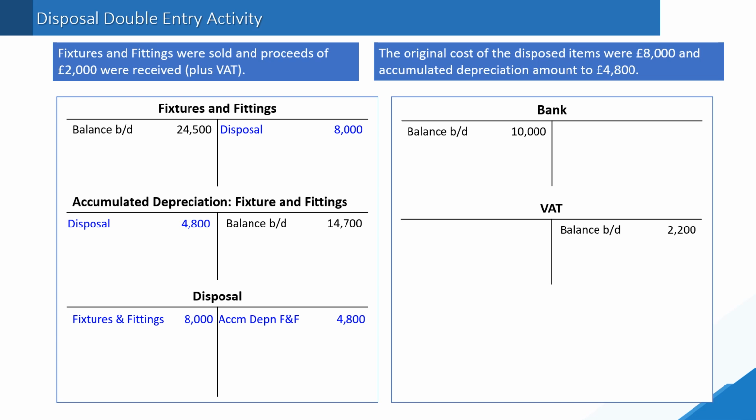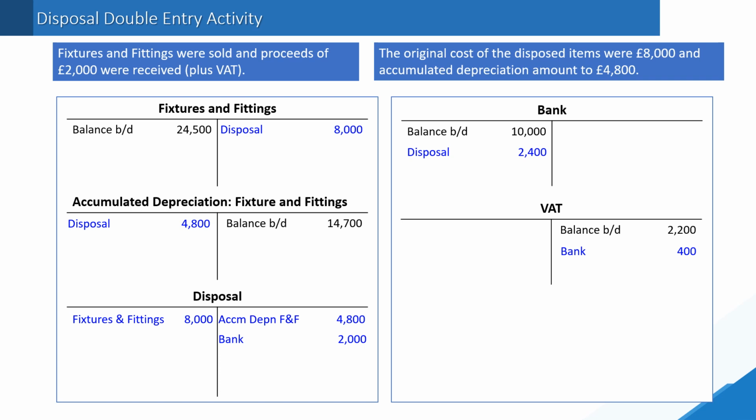So we need to debit the bank with the full amount, the £2,000 plus the VAT. 2,400 will be received as a debit into the business bank account. We will then credit the VAT with 400, because remember that 400 is not ours, it's payable to HMRC, and we'll recognise it on the credit side of the VAT account to record the liability the business has. And we will credit the disposal account with £2,000 for the bank, and that will record the proceeds.